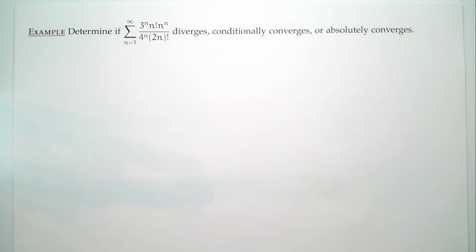Determine if the sum from 1 to infinity of 3 to the n times n factorial times n to the n over 4 to the n times 2n factorial diverges, conditionally converges, or absolutely converges. Ooh, it's one of these. Now, we can rule something out right away. Which one can we rule out without any work?